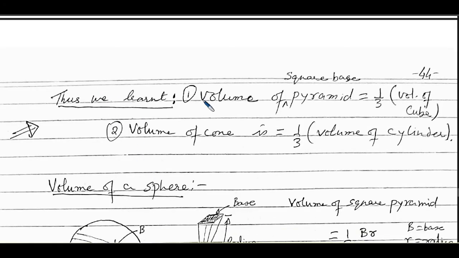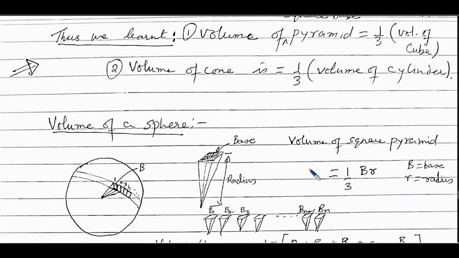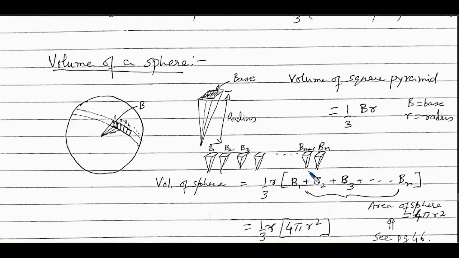So thus we have learned that volume of a square base pyramid is 1/3 the volume of the cube, which we have seen. Base into height is the volume of the cube. So 1/3 times base into height, and similarly here also volume of the cone is 1/3 the volume of a cylinder. And volume of a sphere also you can find in a similar fashion.